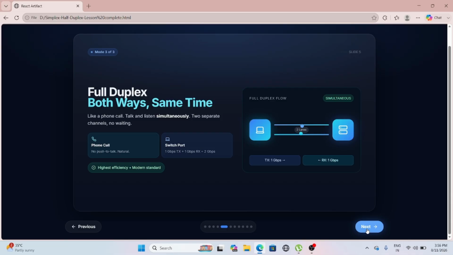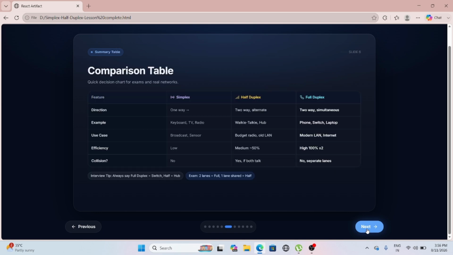So, simplex is one way, half duplex is two ways taking turns, full duplex is two ways simultaneously. This is a little comparison table between simplex, half duplex, and full duplex.